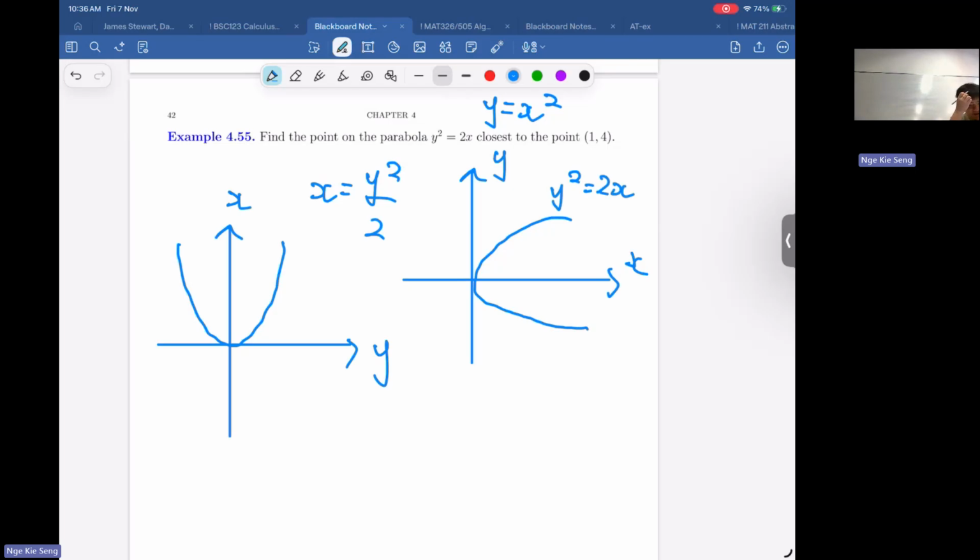And then where is (1, 4) here? Let's compare to our graph. If I substitute 1 into my x, my y should be just square root 2 and minus square root 2. So 4 is much higher. So 4 maybe like here. Okay, so this is the point (1, 4).